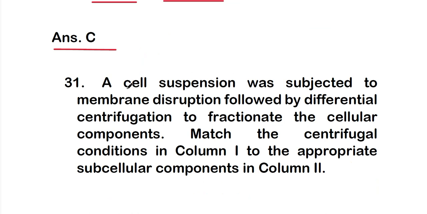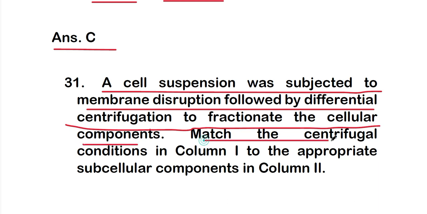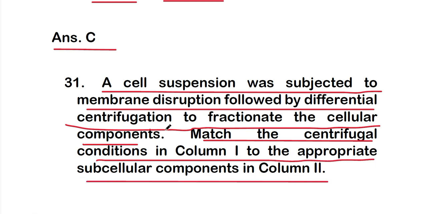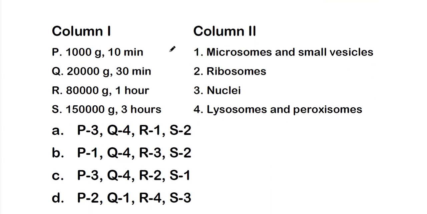Next is question number 31. So a cell suspension was subjected to membrane disruption followed by differential centrifugation to fractionate the cellular components. So match the centrifugal conditions in column 1 to the appropriate subcellular components in column 2. So you have to match these two columns and we have to answer according to the options.